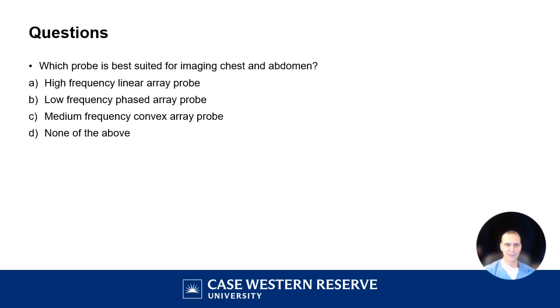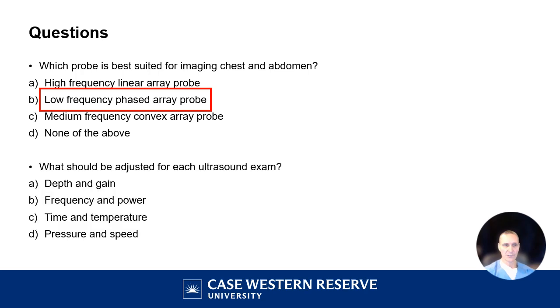Which probe is best suited for imaging the chest and abdomen? High frequency linear array, low frequency phased array, medium frequency convex, none of the above. Actually, if you can only choose one, you want to choose the phased array. Remember, the phased array will get between the ribs on the heart, so the chest. However, the convex could be used to scan the abdomen, but when you go to image the heart, it will obtain the subxiphoid views, but the other images would be challenging.